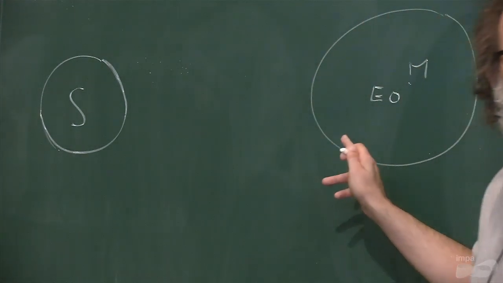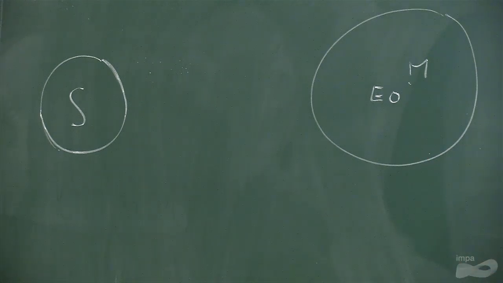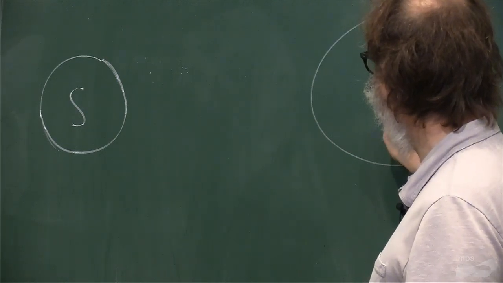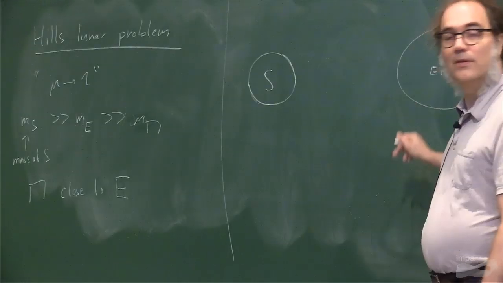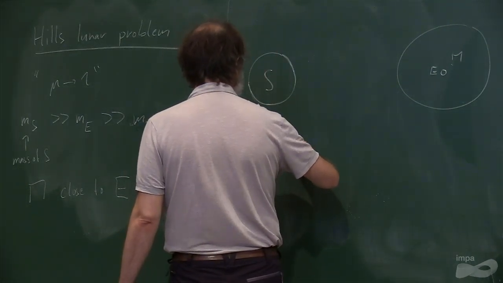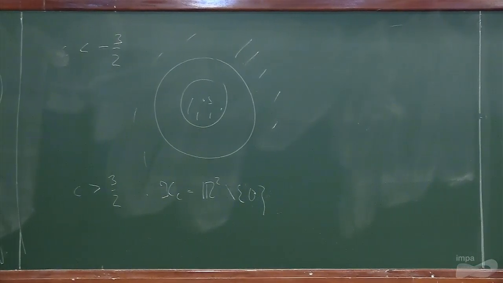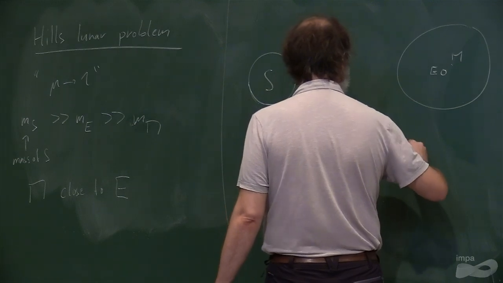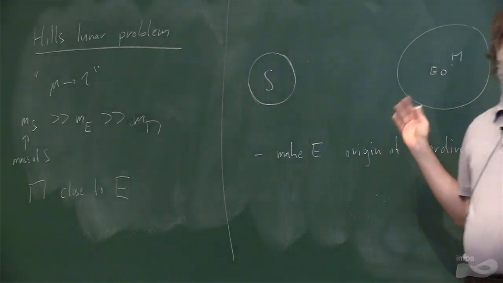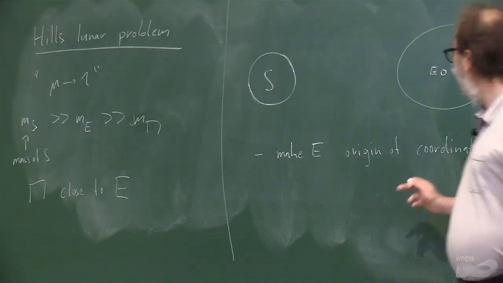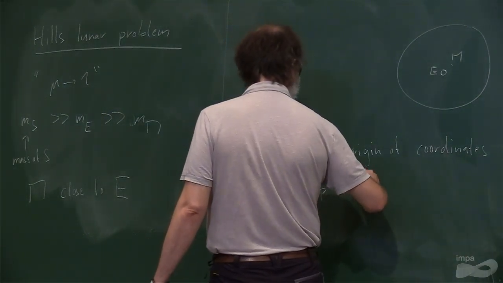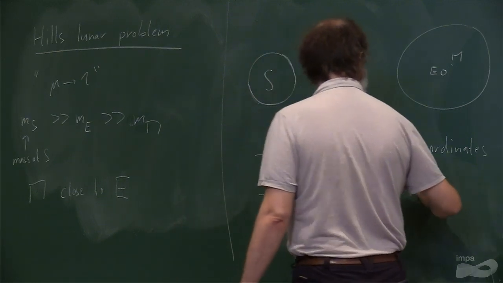we look here with a magnifying glass. So first, we change our coordinates. So we make the center of our coordinate system the Earth. Also make E the origin of coordinates. That's harmless. That's just a translation. That is symplectic, and then blow up coordinates around E.